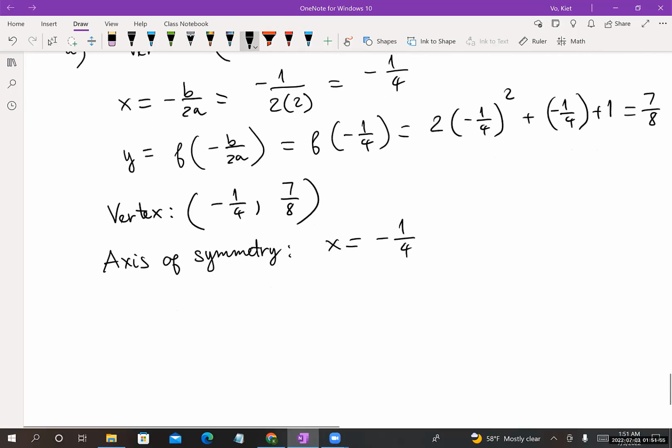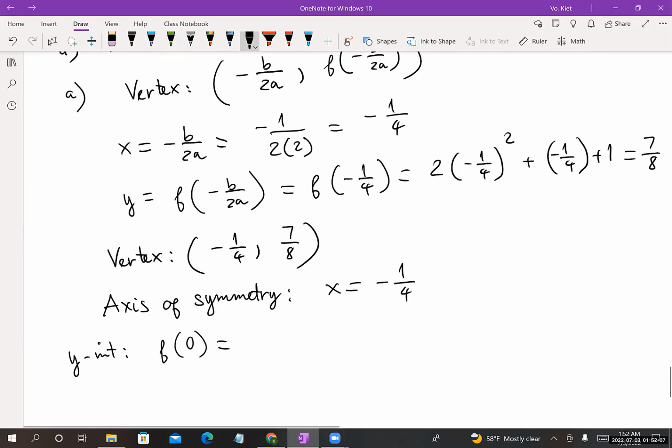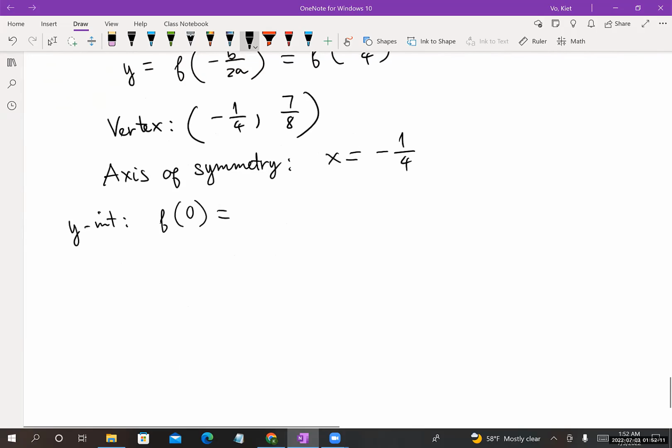Now let's find the intercepts. I'm going to find the y-intercept first, so I would be evaluating f of 0. It's 2x squared plus x plus 1, so 2 times 0 squared plus 0 plus 1. That gives me 1. So the y-intercept is 0, 1.